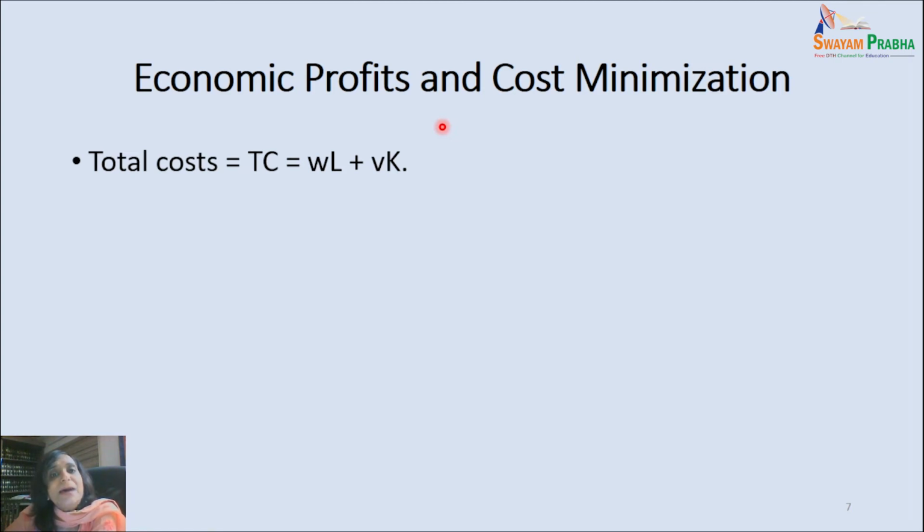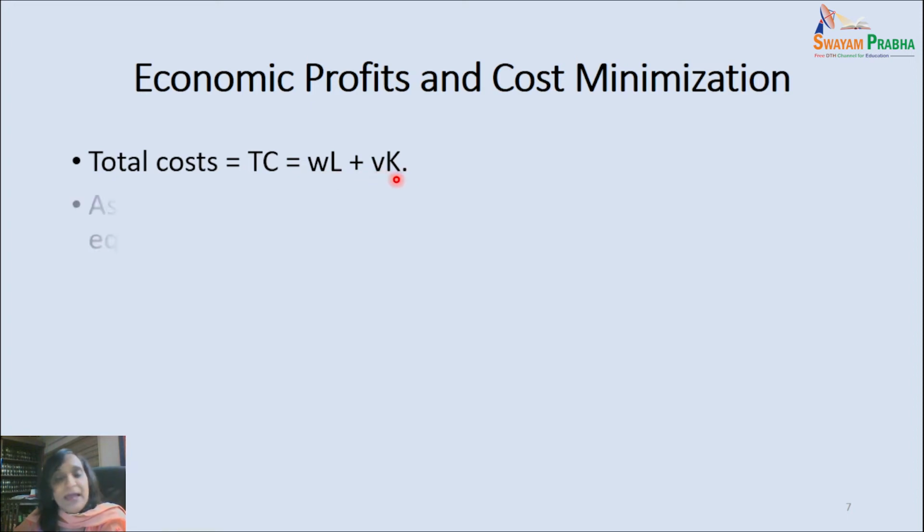Now, as we talk about a consumer and say he is rational because he intends to maximize utility, similarly, a producer is said to be rational when he is maximizing his profits. So, maximization of economic profits is the prime objective of any firm. In order to derive these profits, we need to know two things. One, what is the cost the firm is incurring? That is, total cost is equal to W into L plus V into K, meaning wages, the cost of labor, plus the cost of capital.